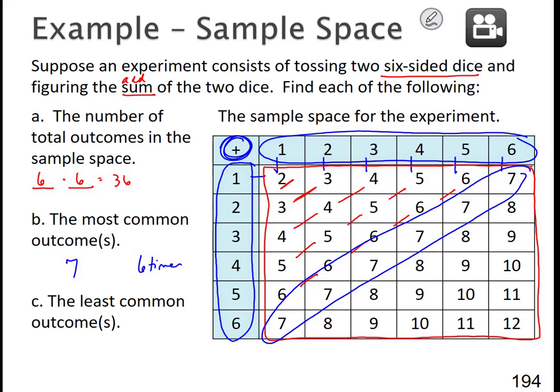Now, for the least common, we've already said there's only 1 two up in the top left corner. There's also only 1 twelve in the bottom right corner. So you have 2 answers for the least common, 2 and 12. And each of those only happens 1 time each.